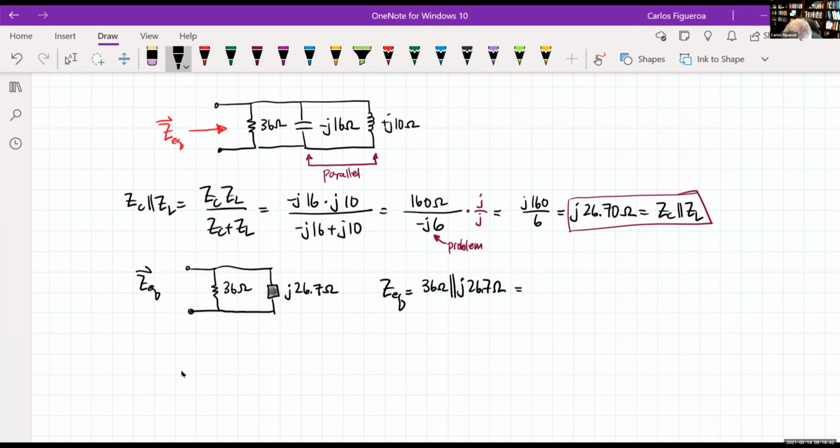Well, the denominator is going to be 36 plus j26.7. And then I have to multiply both on the top here, so I get 36 times j26.7. And of course, this will all be in units of ohms. Probably the easiest thing to do here, I don't think I want to multiply by the complex conjugate. I'm going to move this over here.